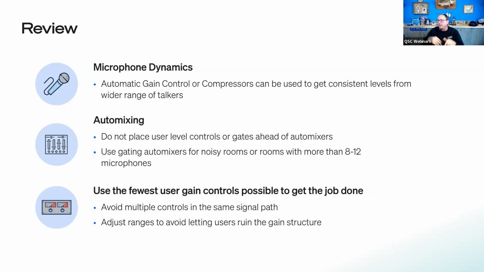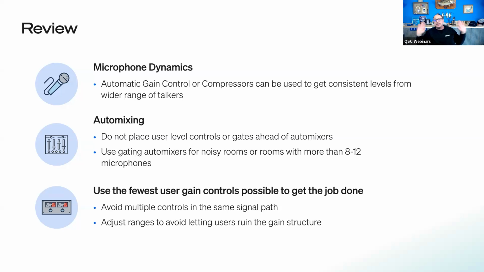Microphone dynamics: automatic gain controllers and compressors can be used to get consistent levels from your wide range of talkers. Remember, we don't put those ahead of the AEC most of the time. They go after that. And then auto mixing: do not place user controls or gates ahead of the auto mixers. Use gating auto mixers for noisy rooms or rooms with more than 8 or 12 mics, or for conferencing. Use the fewest number of gain controls to get the job done, right?